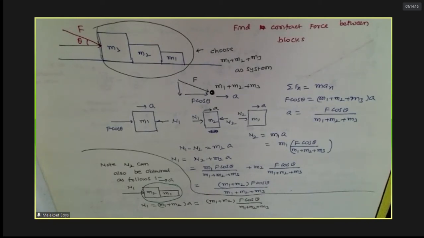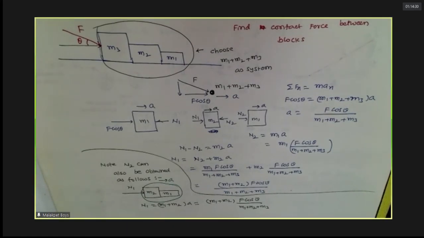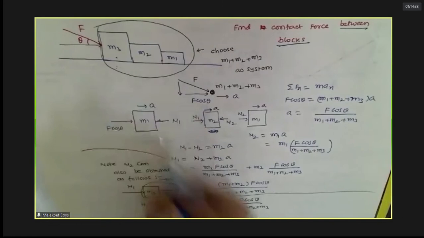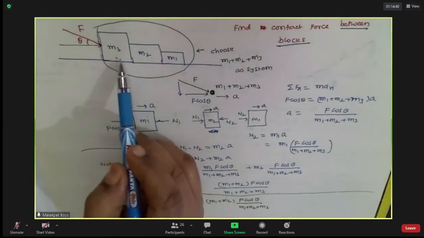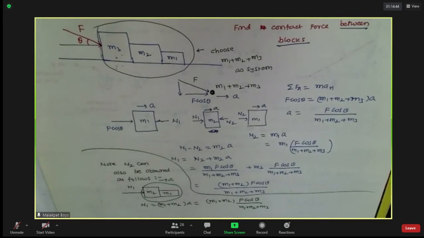Sir, the F sin theta component, it won't have any effect on this. F sin theta is useful only for finding the normal reaction between the block and surface. We want only between the blocks, no? Not between this. If you want to find the normal reaction between the block and surface, then you take that. Otherwise, what is the use in that?